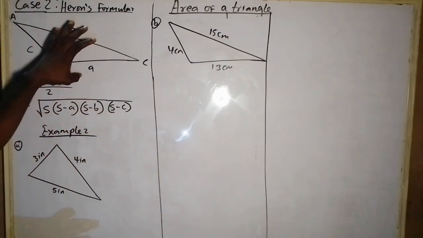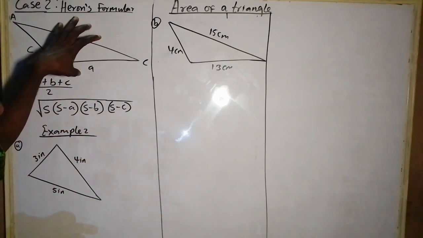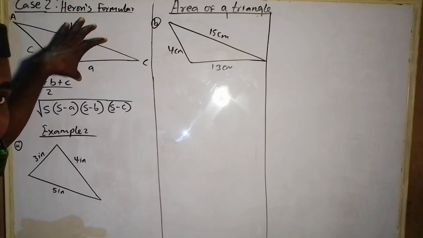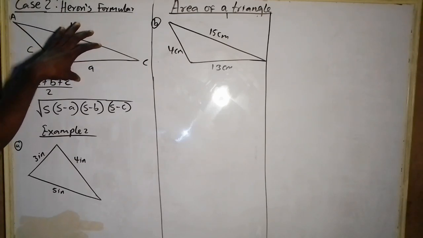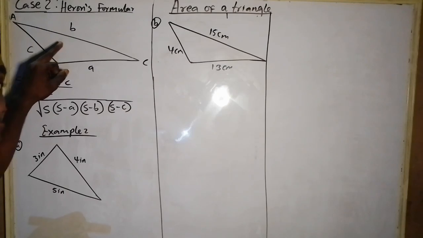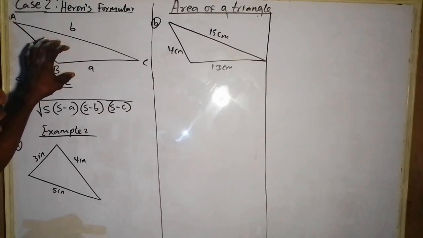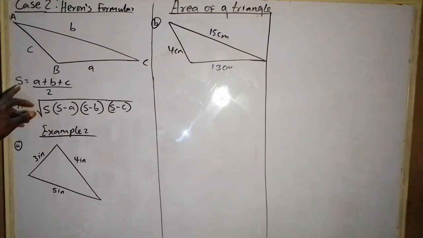Note that the shape that you need to apply your Heron's formula to must not have equal sides. Must not have what? Equal sides. Instead, the triangle is always what? A scalene triangle. Now, this s represents the semi-perimeter. The semi-perimeter is the sum of all the three sides, then divided by what?